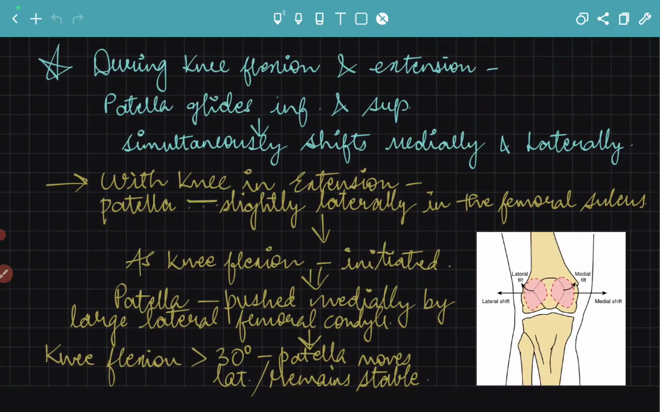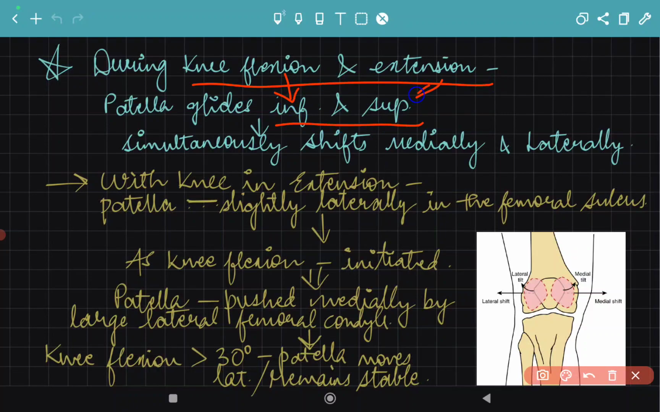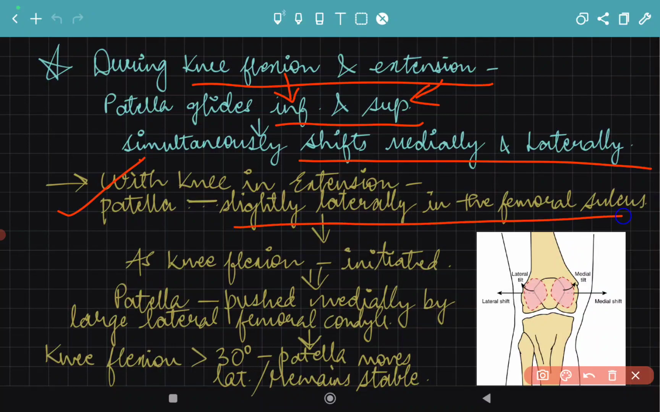Now let's have a look at this concept. During knee flexion and extension, as we discussed, patella glides or moves inferiorly and superiorly. In flexion there is inferior glide and in extension there is superior glide of patella. Simultaneously there is shifting of patella medially and laterally. With the knee in extension, we have to remember, the patella is slightly lateral in the femoral sulcus. So if this is the lateral femoral condyle, with the knee in extension, patella will be slightly lateral. It is normally placed slightly laterally in the femoral sulcus in knee extension.